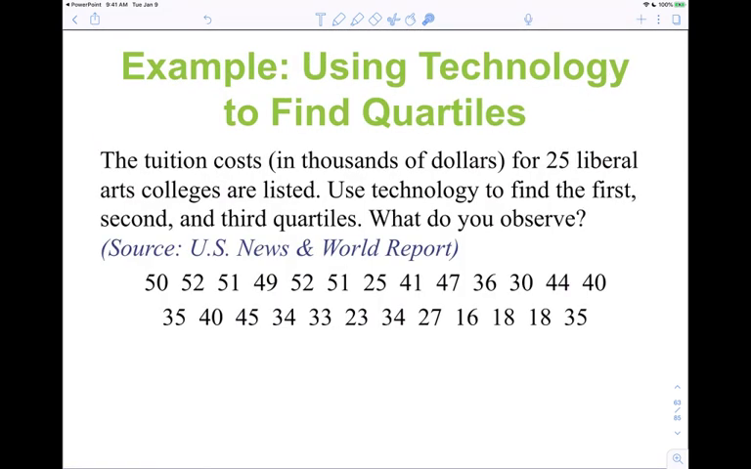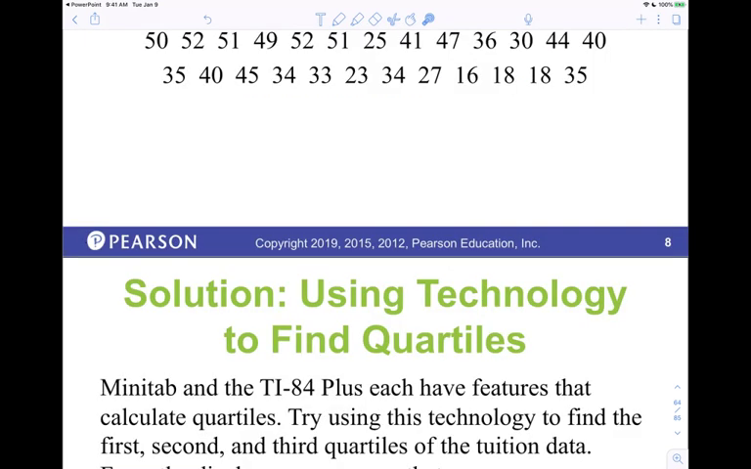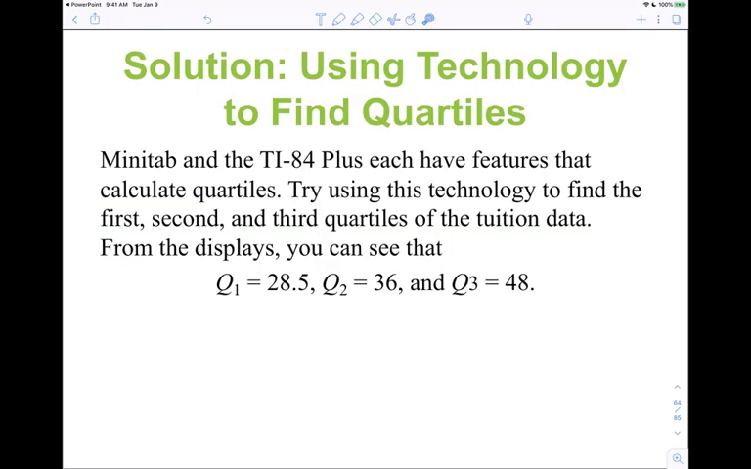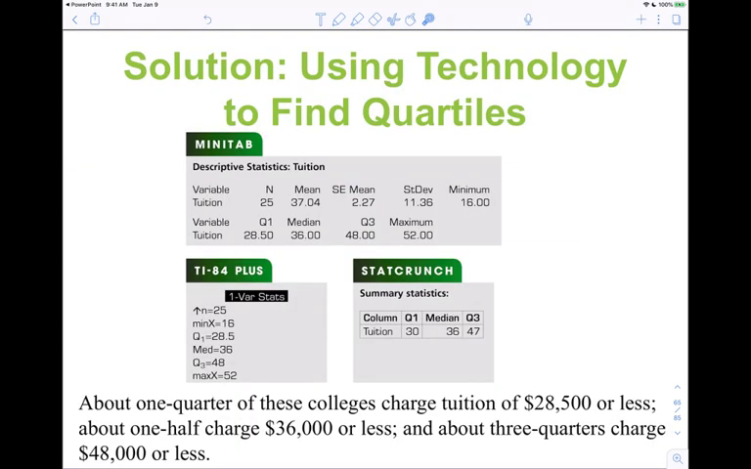It says tuition costs in thousands for 25 liberal arts colleges are listed. Use technology to find the first, second, and third quartiles. What do we observe? So again, we would type this into the TI-84 Plus, type it in, and we can actually generate these. It's similar to how we did the last one, right? So we see here for the 84 Plus, again, it's still the one-variable stats, one var stat.